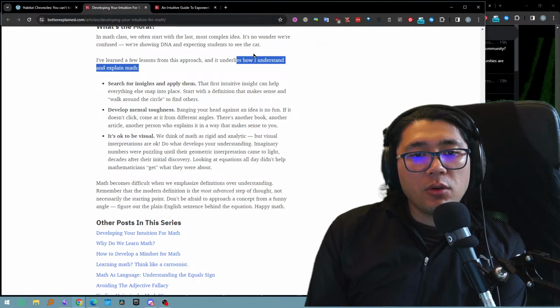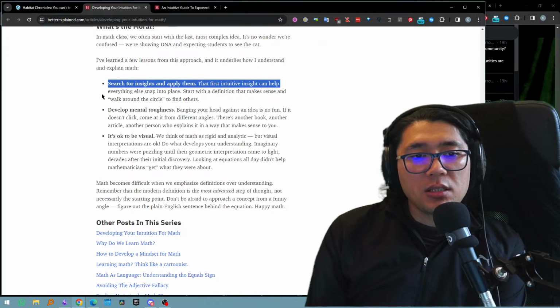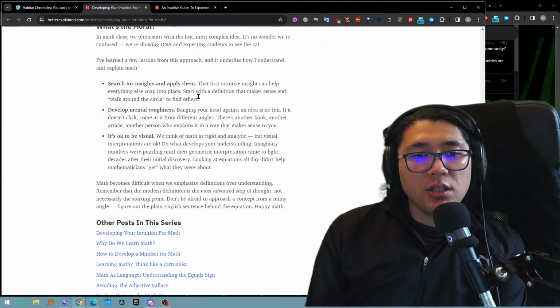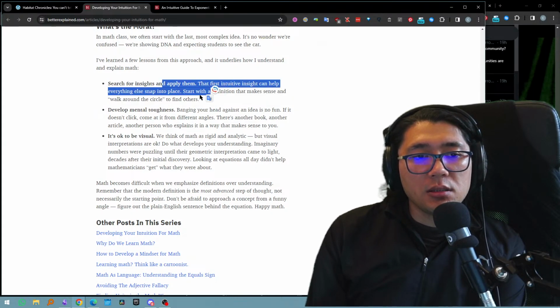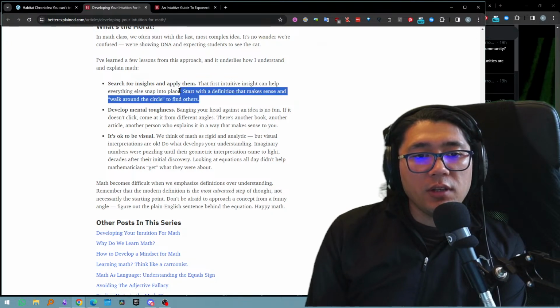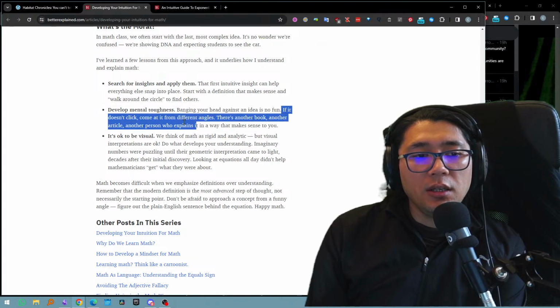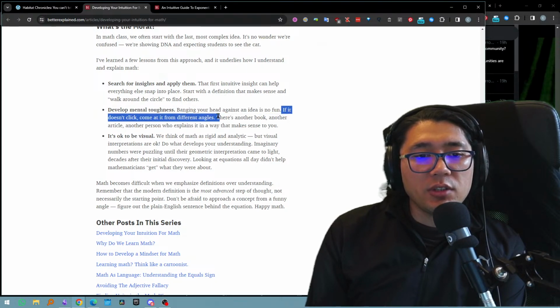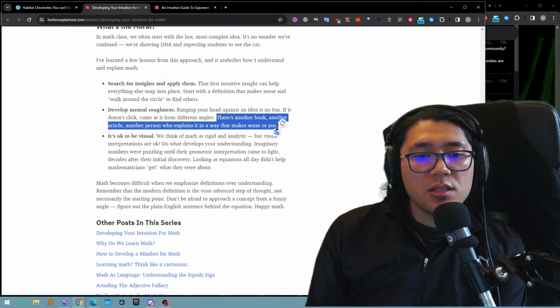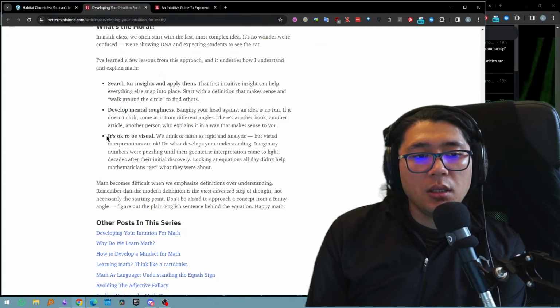I've learned a few lessons from this approach, and it underlies how I understand and explain math. Search for insights and apply them. That first intuitive insight can help everything else snap into place. Start with a definition that makes sense and walk around the circle to find others. Develop mental toughness. Banging your head against an idea is no fun. If it doesn't click, come at it from different angles. There's another book, another article, another person who explains it in a way that makes sense to you.